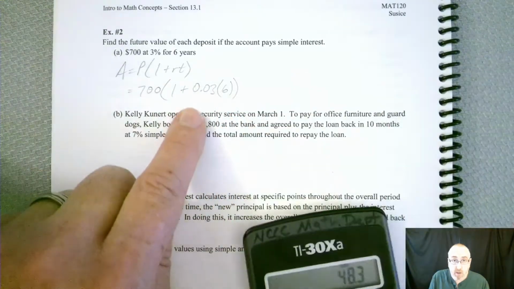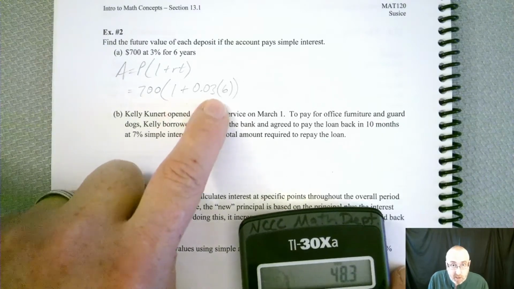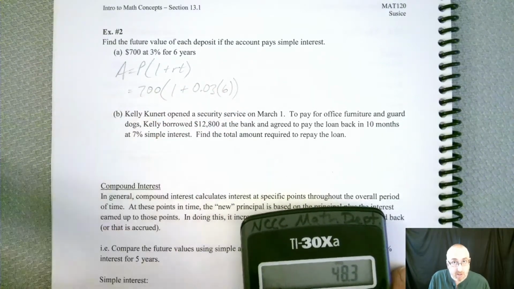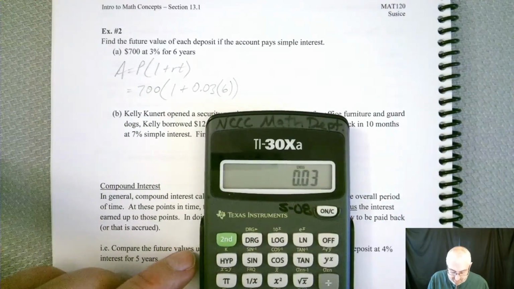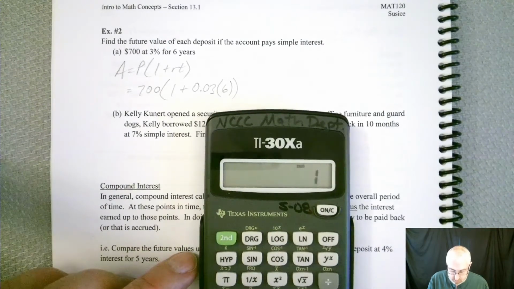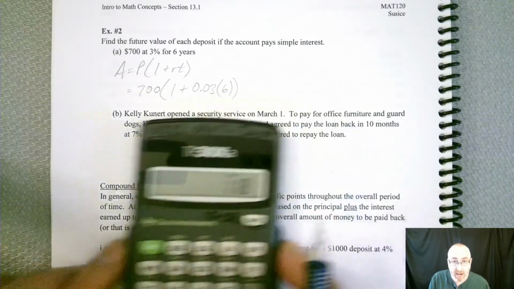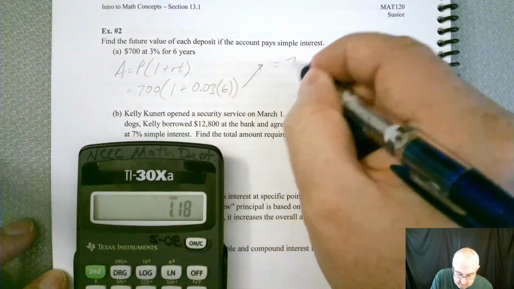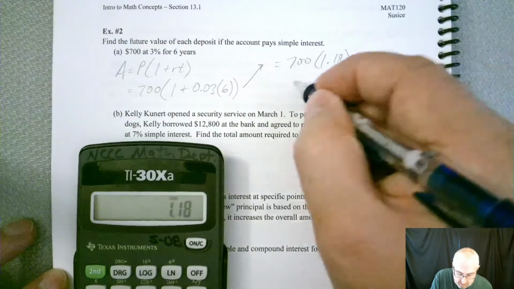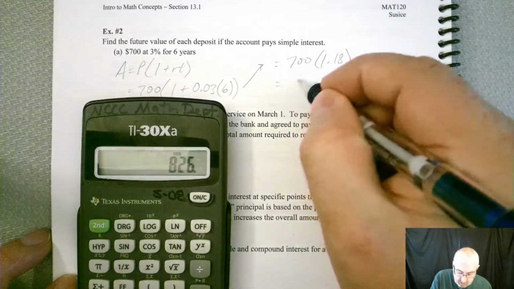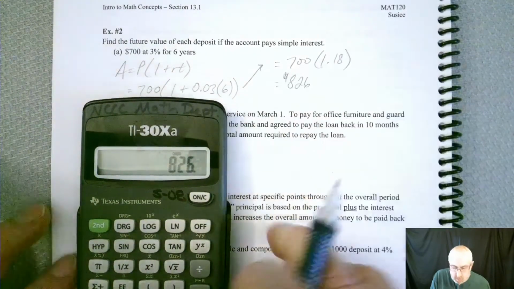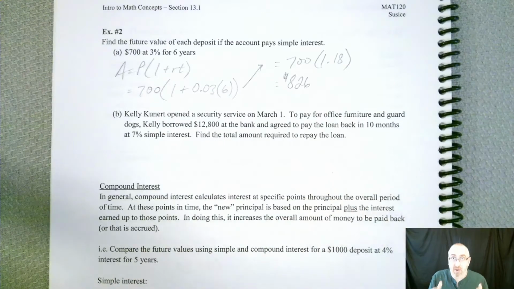Now you just want to be careful when you calculate this. Don't add that and then multiply it. You want to multiply first and then add. So order of operations. We have 0.03 times 6, plus 1, so 1.18. So we're basically saying 700 times 1.18, which we can do pretty quickly, and we get $826. So $826 is everything. That includes the interest and what you borrowed in the first place.